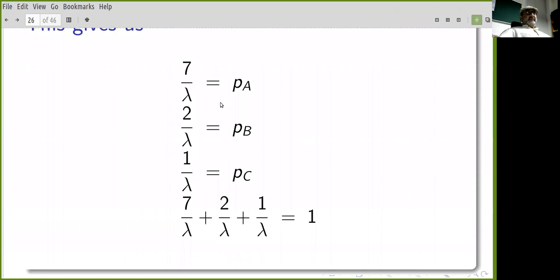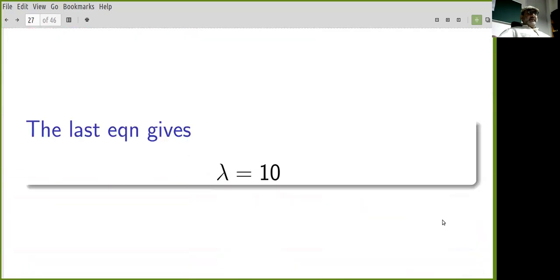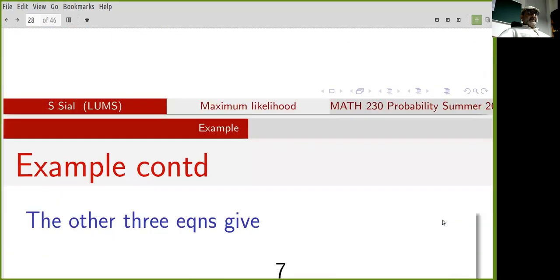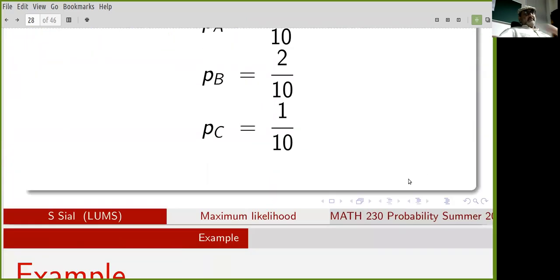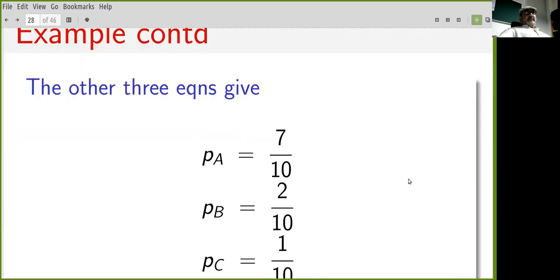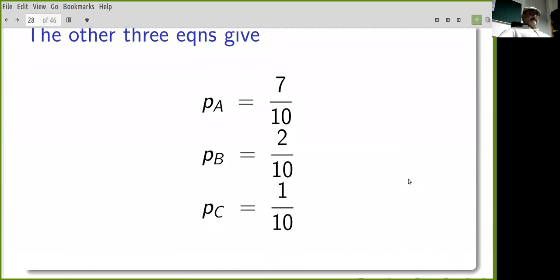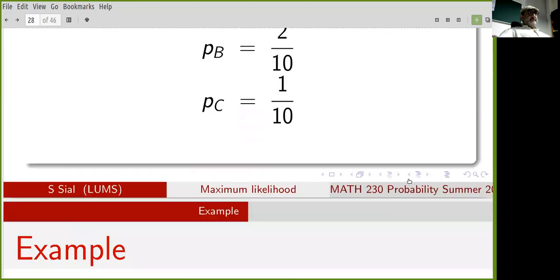That would give us 7 over lambda equals P sub A, 2 over lambda equals P sub B, 1 over lambda equals P sub C, and 7 over lambda plus 2 over lambda plus 1 over lambda is equal to 1. And that last equation gives us that lambda is equal to 10. And then we get P sub A equals 7 tenths, P sub B equals 2 tenths, and P sub C equals 1 tenth. And again, these are what we might guess intuitively if we use the law of large numbers.